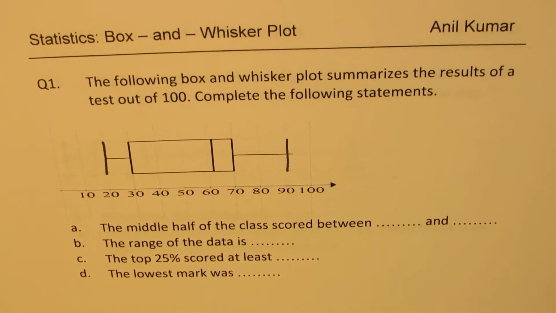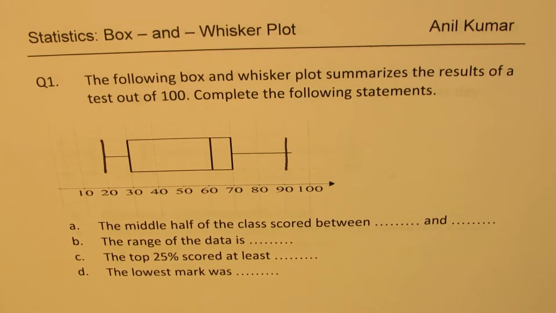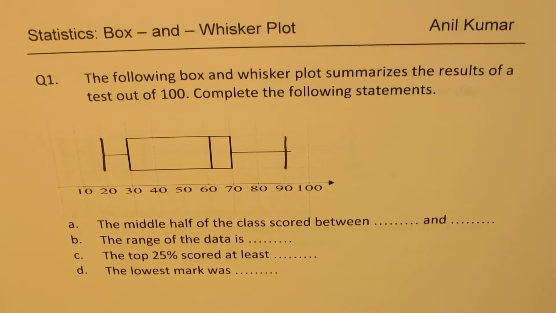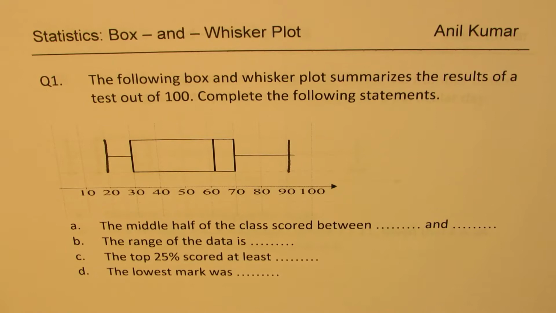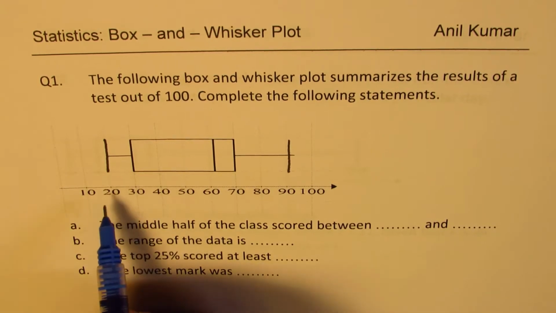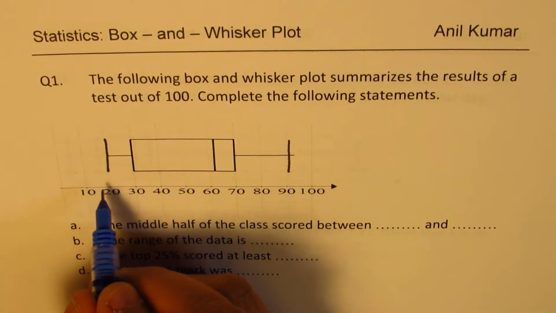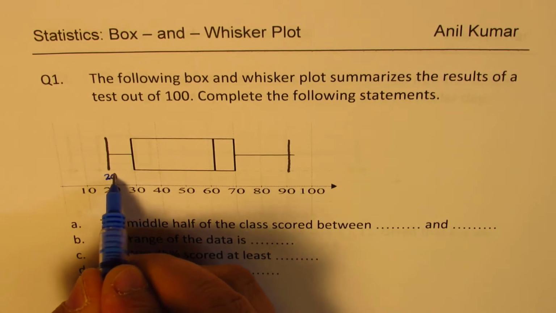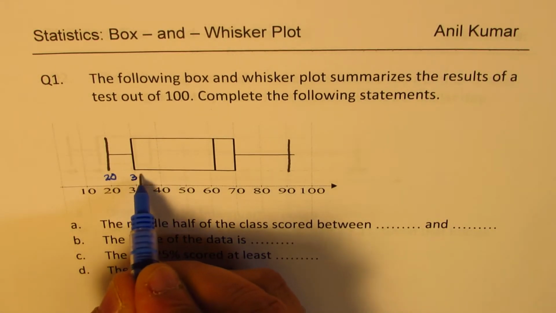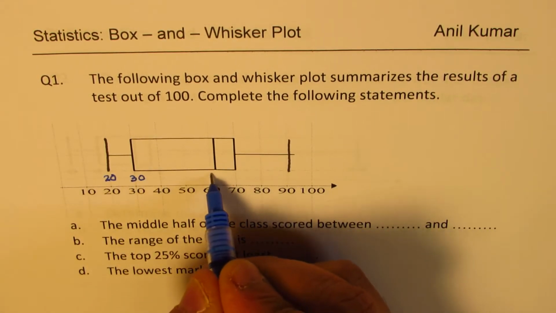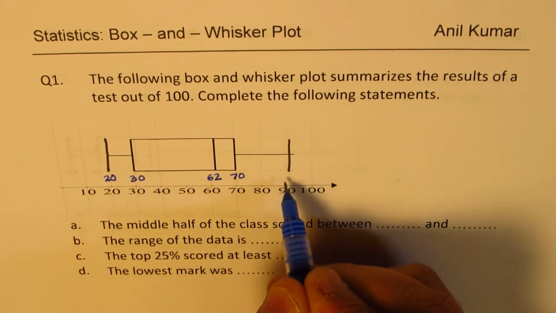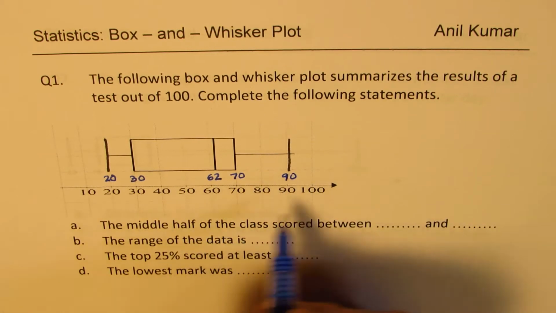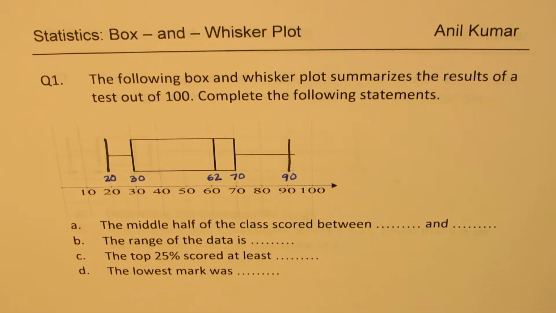Let's look into their solutions one by one. Here is the first one. In question number 1, we have these 4. So the values, let me write down. The lowest value here is 20. Then we have this number as 30. Here we are showing this as 62. This is 70. And that is 90. So with reference to these numbers, we are going to answer all the questions.